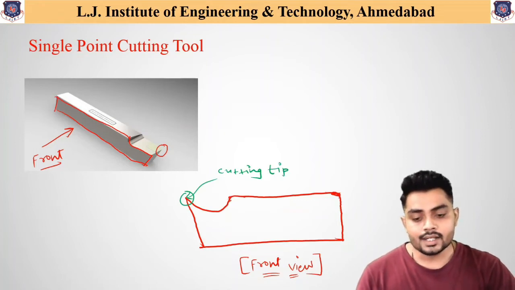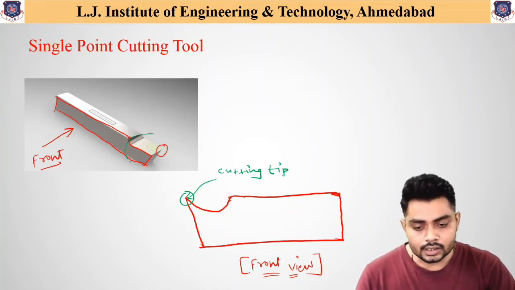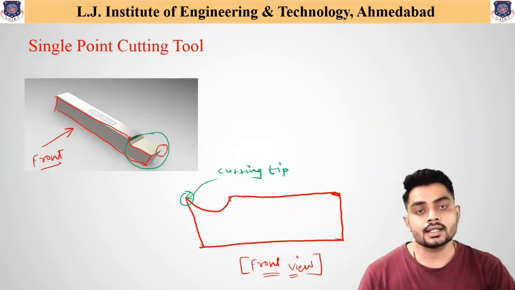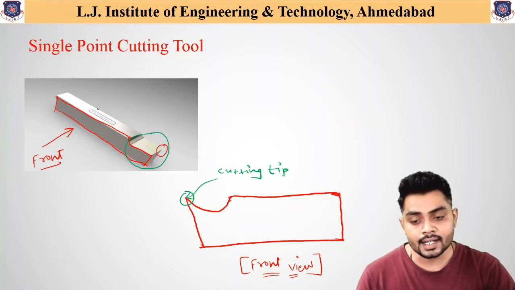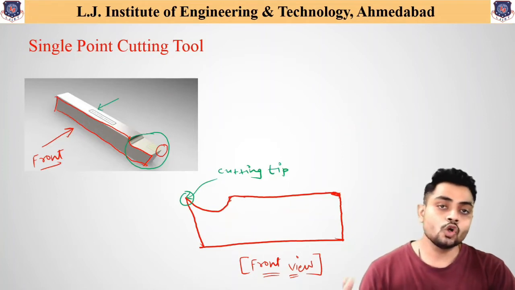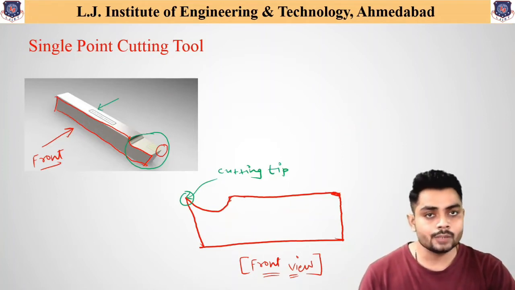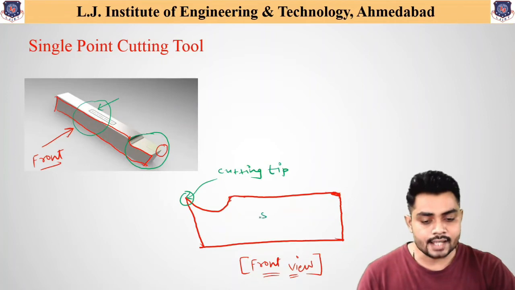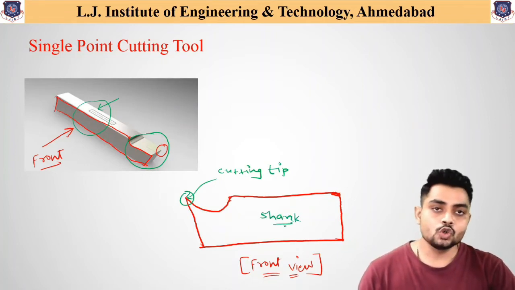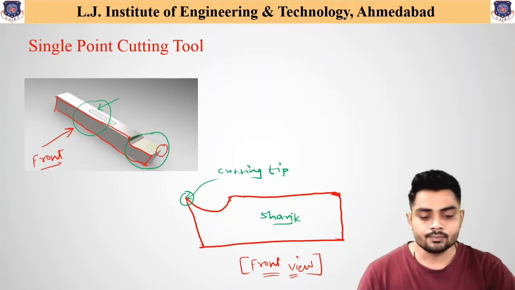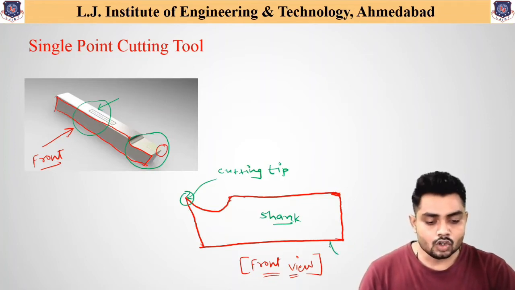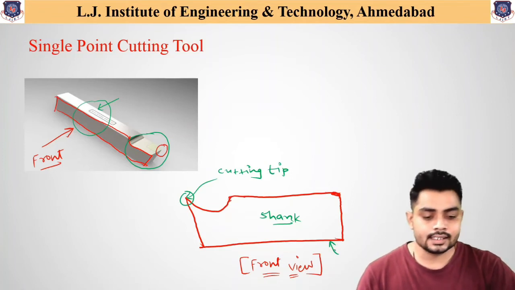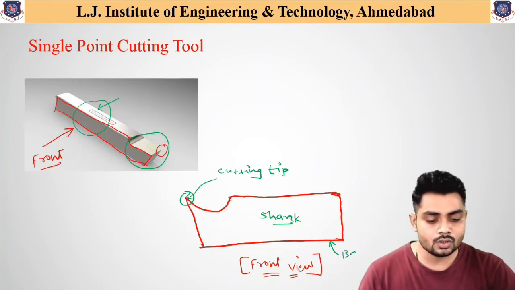And here you can see that this portion only helps to remove the material from the workpiece, whereas this back portion is just helpful to hold the tool during machining operation. So the back portion which is shown over here is called as the shank. And this shank is helpful to hold the tool during machining operation. And this bottom portion on which this entire tool is resting is called as the base.